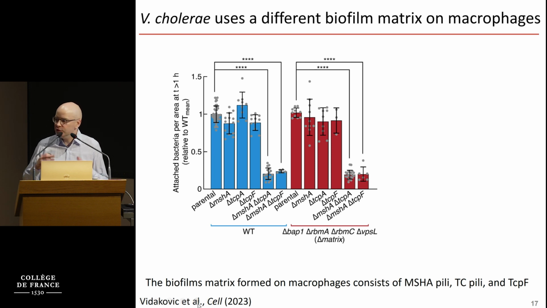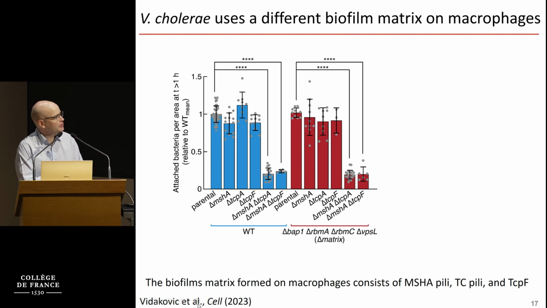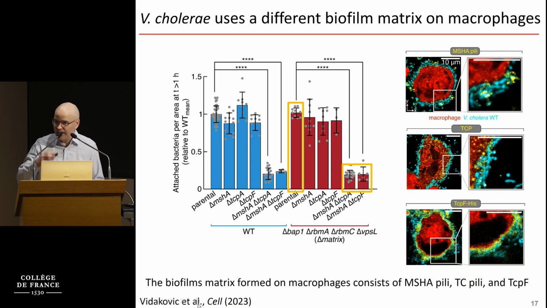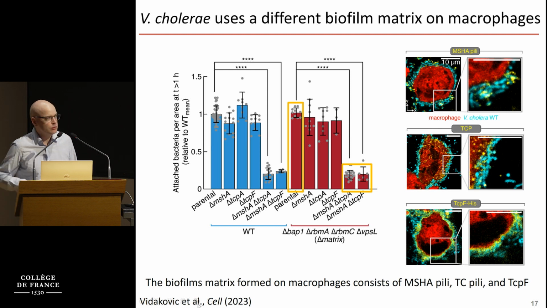But then we purely speculated that maybe the pili could be part of the matrix. When we deleted the MSHA pili, there was no effect. The toxin co-regulated pili, another type 4 pili that Vibrio cholerae has, also had no effect. But when you start going into double deletions, then there was no more biofilm. To really test whether these 2 pili are indeed matrix components in these biofilms on macrophages, we used antibodies to localize them, and these are shown in yellow here. You can see that MSHA pili in yellow are really present in the biofilm on the macrophages.